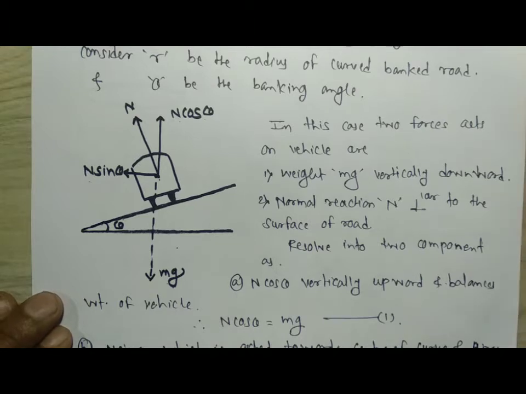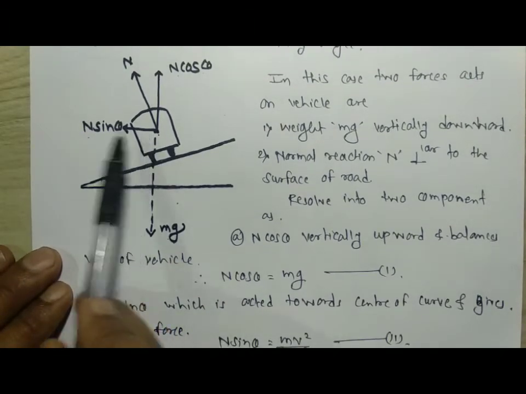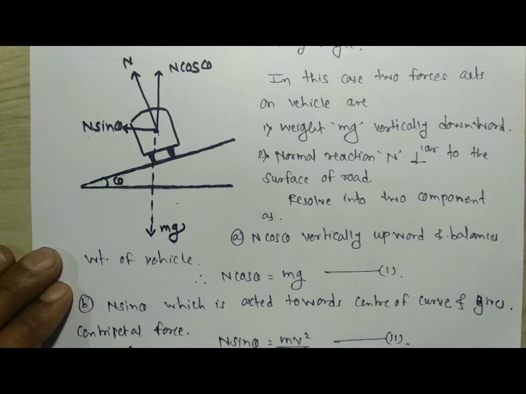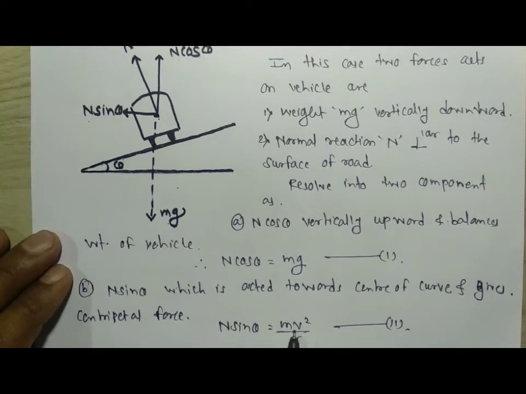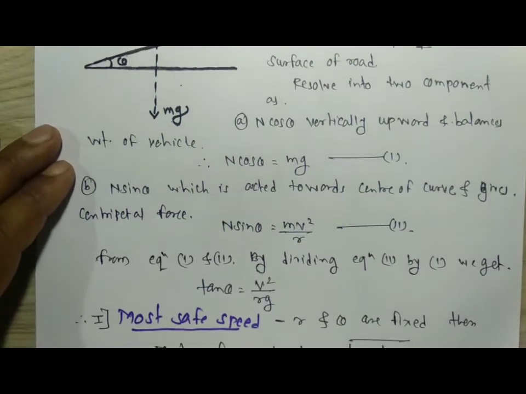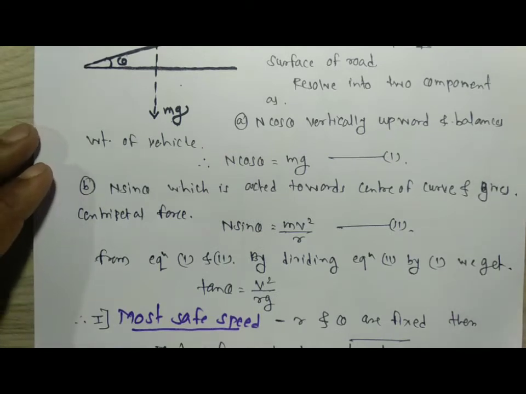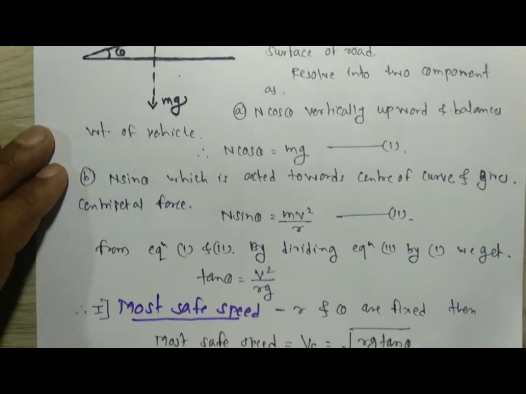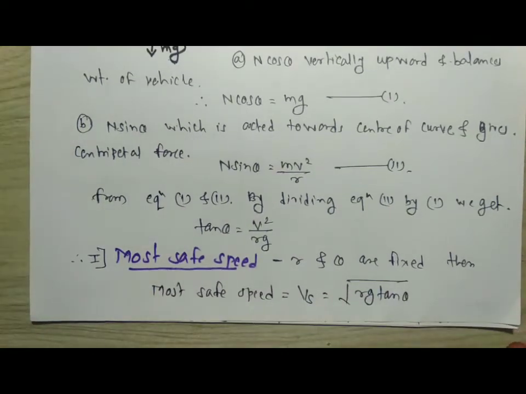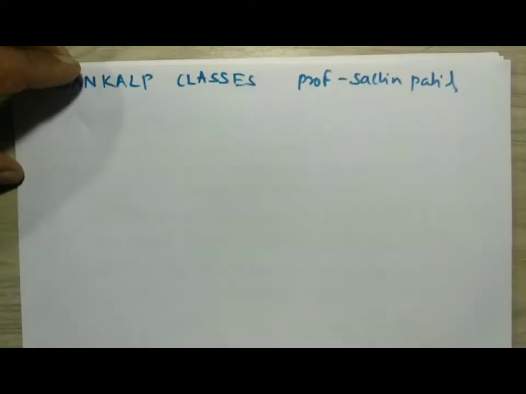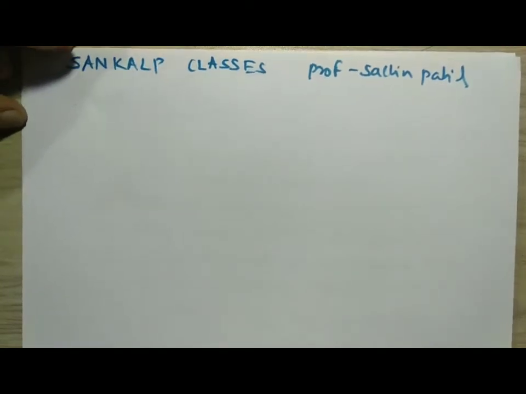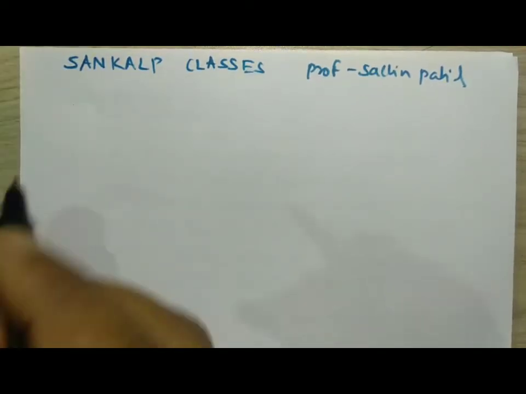It is equation 1. And similarly, N sin theta is acting toward the center and it gives the centripetal force, and therefore you will get N sin theta is equal to mv square divided by r. It is equation 2. From equations 1 and 2 you will get tan theta is equal to v square divided by rg, and from this you will get the most effective speed, when r and theta are fixed, which is vs is equal to square root of rg tan theta. Right now here you will also get different considerations related to a banked road.